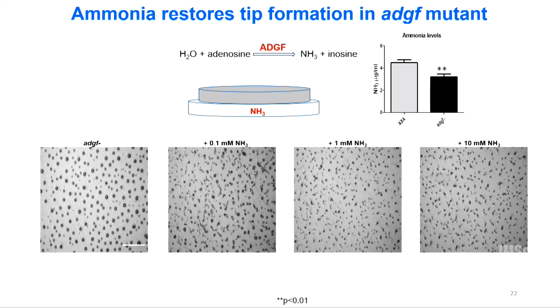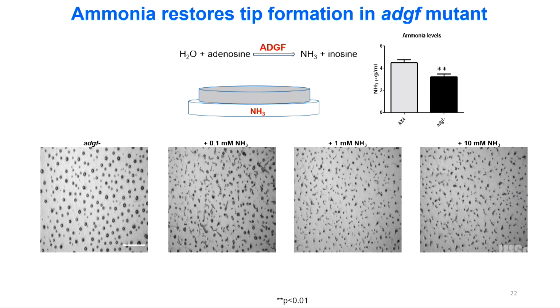If you go back to this reaction, adenosine forms ammonia. So if you have a block in this pathway, then ammonia is not there. So now we ask the simple question: can ammonia rescue the phenotype? Here you have a plate where you have the mutant, and on the top lid you can generate ammonia artificially. If you generate ammonia artificially, what happens? There is a rescue.